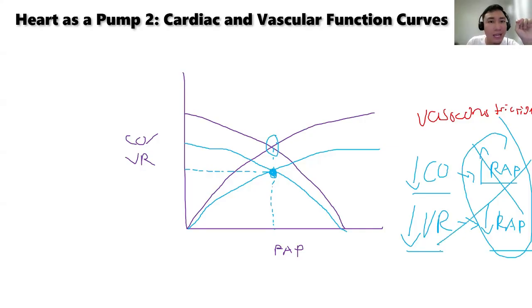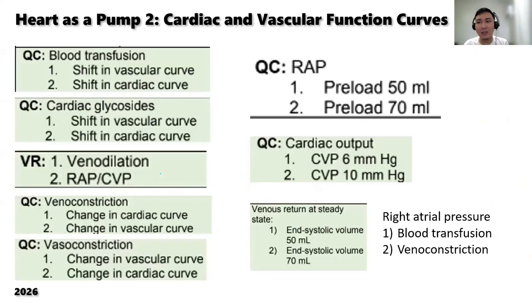Nag-equilibrate lang sila. Walang nangyari. Therefore, your equilibrium point remains the same. Same pa rin yung right atrial pressure mo. Pero, yung values ng cardiac output and venous return mo, bumaba. Okay? So, I hope that's clear. So, let's take a look at some practice items.